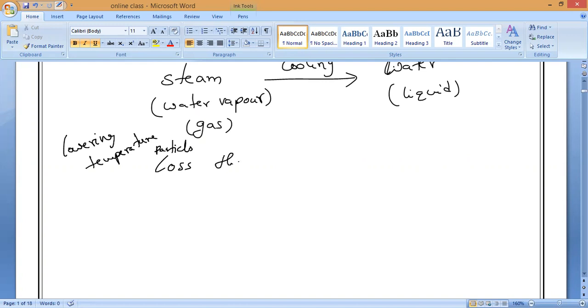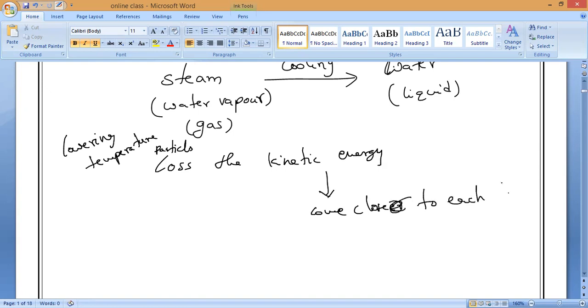Particles lose the kinetic energy. So if kinetic energy is lost, will they move faster or slower? Slower. So the particles will come closer to each other, and they will come back into the liquid state.